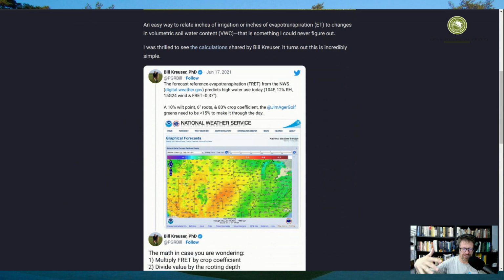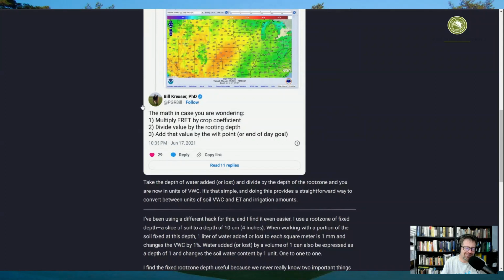If you start above 15% and then you have that much evapotranspiration, then the soil moisture content will stay above the wilting point at the end of the day. So how did he figure that out? I thought that might be impossible to easily figure out with inches, and it turns out it is ridiculously simple. His very next tweet, he said, the math, in case you are wondering.